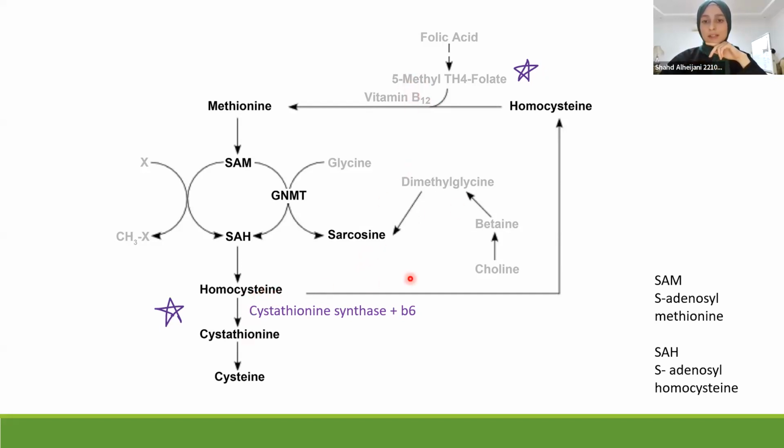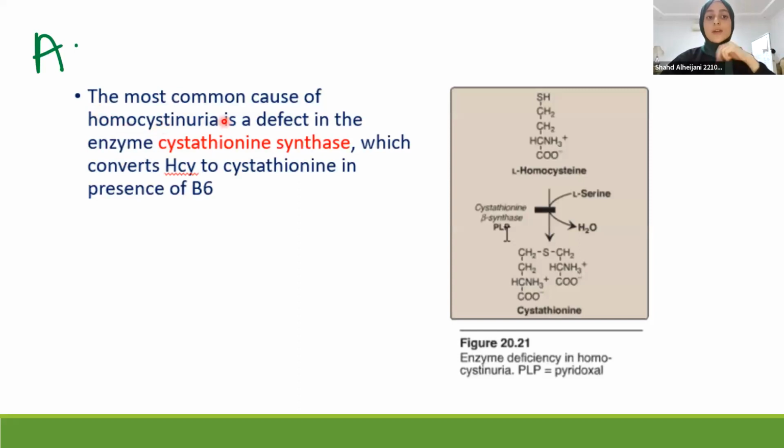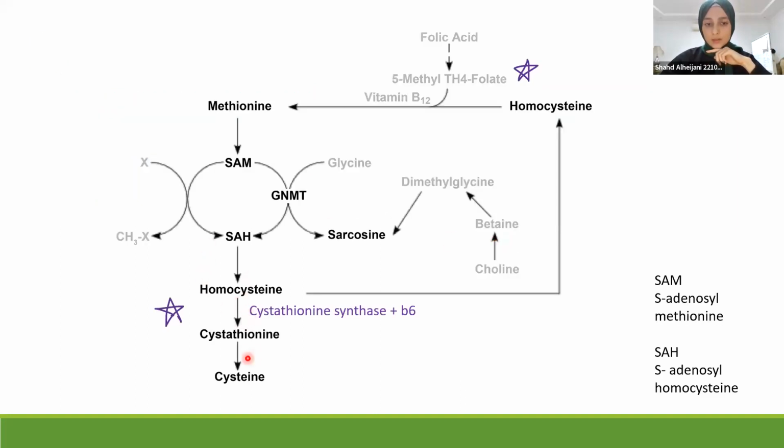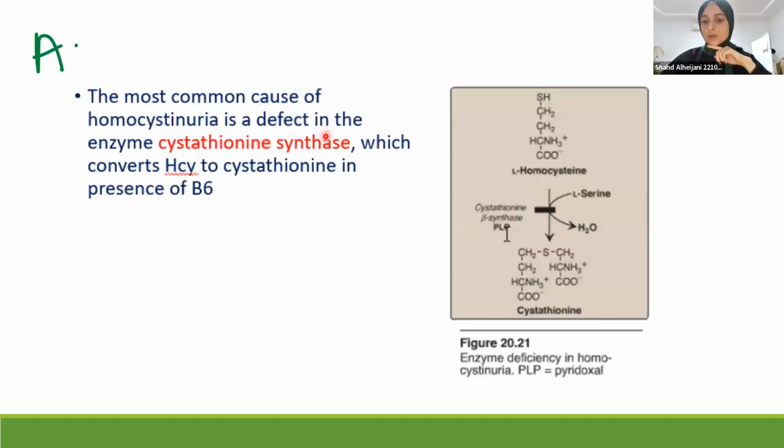So we said homocysteine has two pathways. If either of those is affected, homocysteine will start building up. So for homocystinuria, we have two paths. Two enzymes could be affected. The first one, and the most common cause of homocystinuria, is a defect in cystathionine synthase, which converts homocysteine to cystathionine in the presence of B6. So this is the pathway. Here you have homocysteine to cystathionine in the presence of cystathionine synthase and B6, which is the same one here. This is the most common cause.